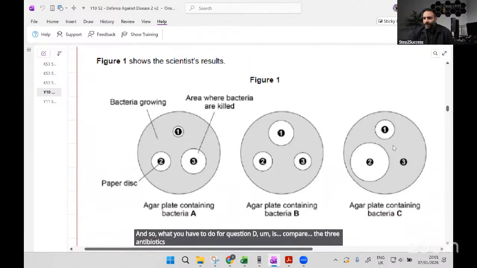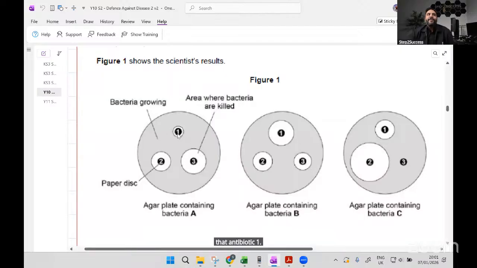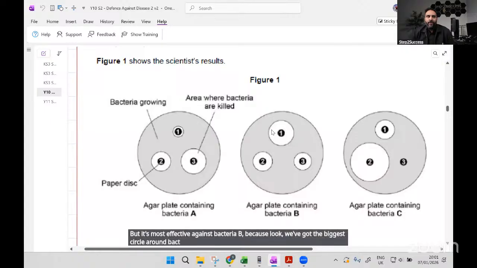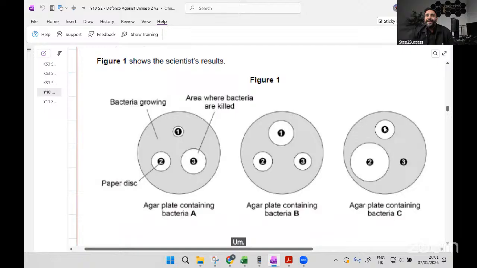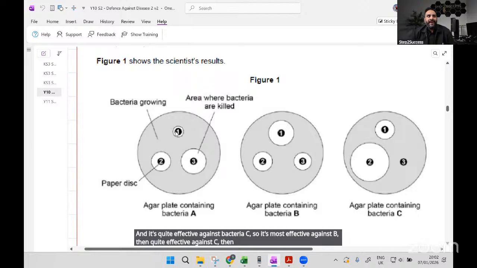So for example, I would say that antibiotic 1 kills some of bacteria A, but it's most effective against bacteria B, because look, we get the biggest circle around bacteria B on this one. And it's quite effective against bacteria C. So it's most effective against B, then quite effective against C, then doesn't really kill much of A at all. So that would be how I would explain number 1.